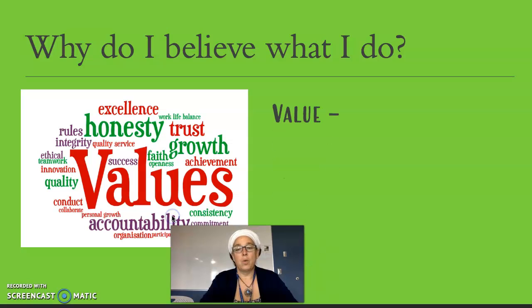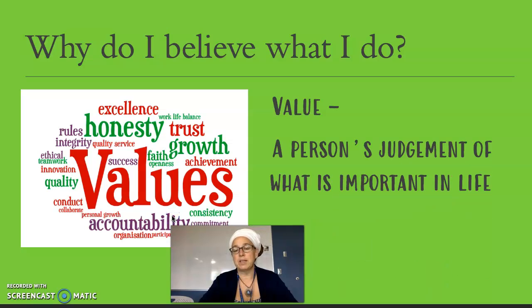So a value is a person's judgment of what is important in life. This is the third time that I'm saying this, but it's important for you to know what a value is. If you look to the left, you'll see a list of values. You have excellence, honesty, faith, accountability, consistent. These are all values. Some people value money. Some people value religion. Some people value family. Some people value honesty. So you're going to unpack that with your what do I believe.